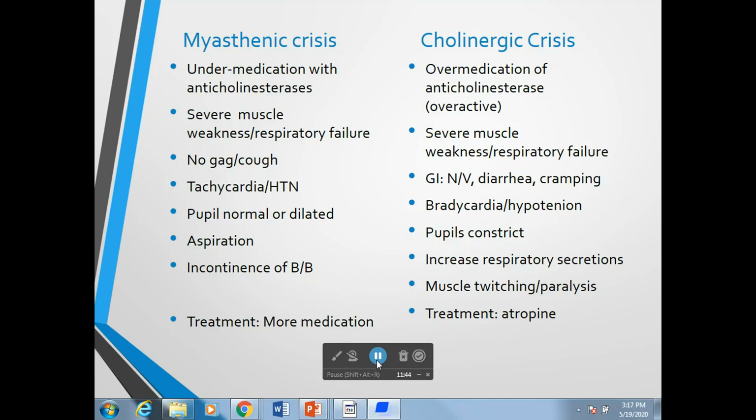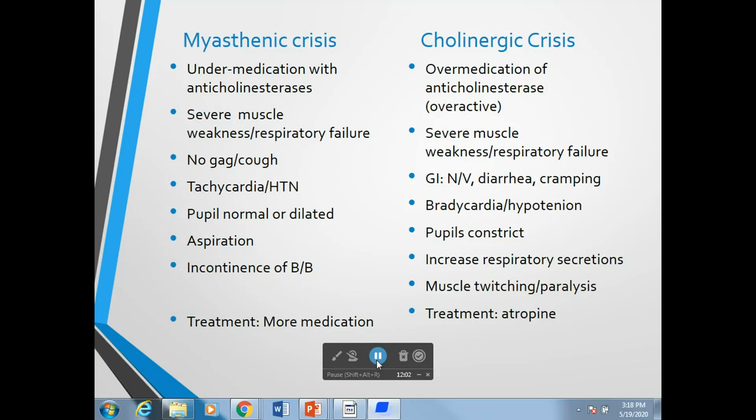So if the patient is exhibiting symptoms that are similar with both, how are they going to know if the patient's in myasthenic crisis or cholinergic crisis? Well, they're going to probably give them some Tensilon. So remember the Tensilon test with the dog earlier? So think about it this way.